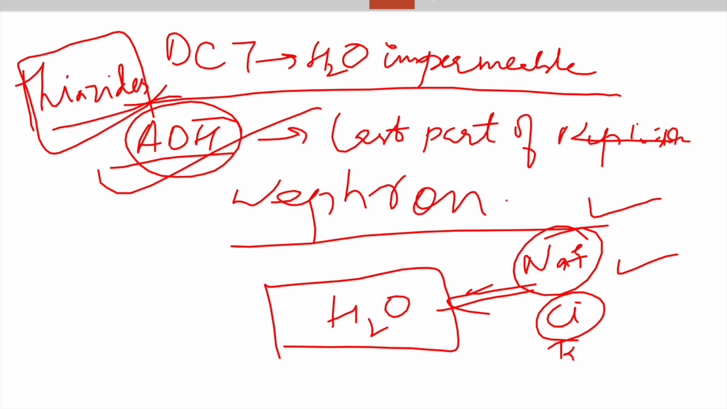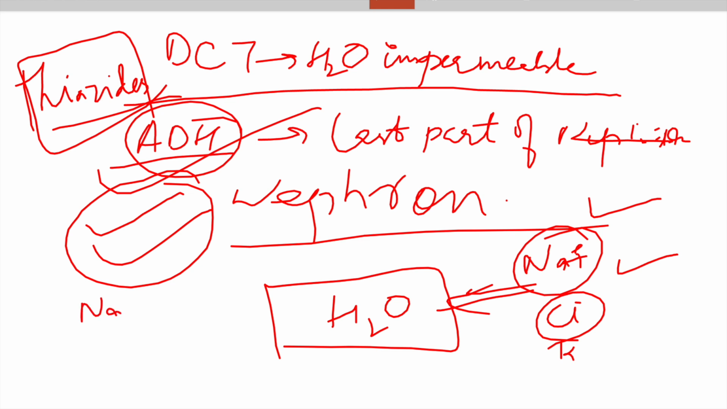But they are recommended as first line treatment in cases of hypertension. Why? Because sodium is excreted out, and a small amount of diuresis also occurs. So the net result is the sodium is excreted out, the water is also excreted out, so it decreases the blood volume, and finally it decreases the blood pressure.